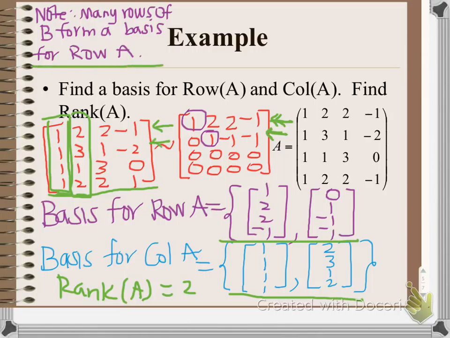And I also want to make note of my note above here that many rows of B form a basis for the row space of A, right? Because when we row reduce, when we put in REF, that's not unique. So you can have something different. If you paused the video and row reduced it differently, then you could have a different basis. So that's not unique when we talk about the row space of A.